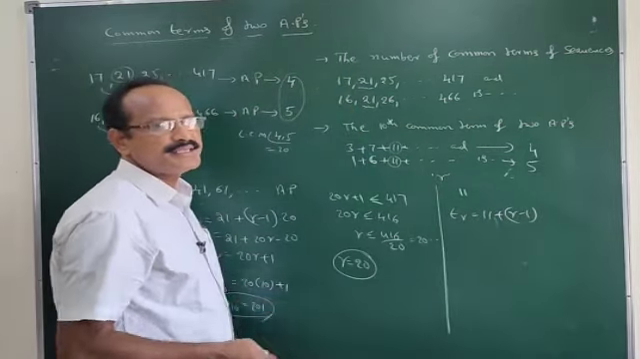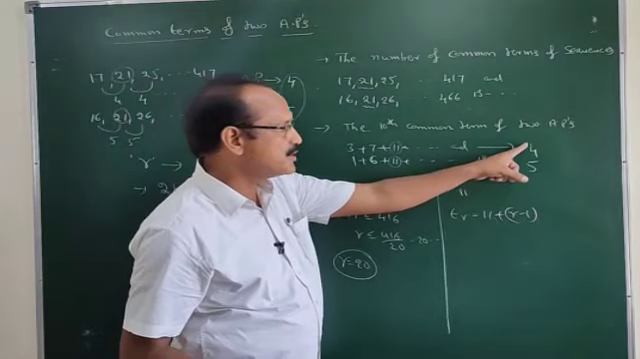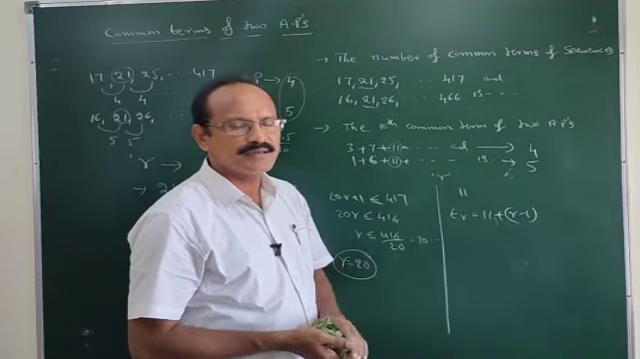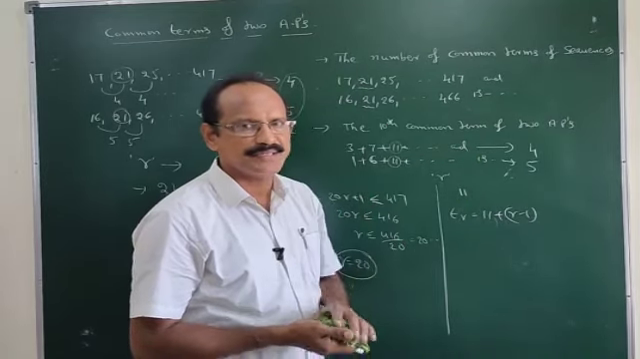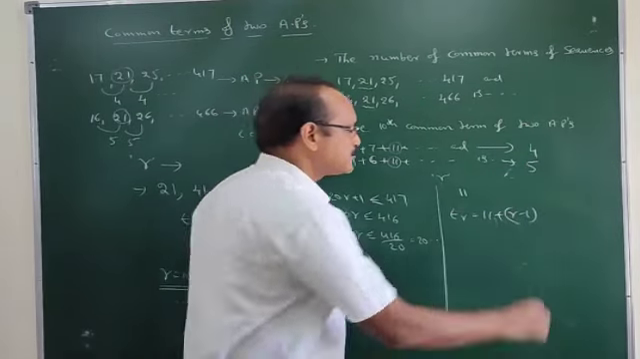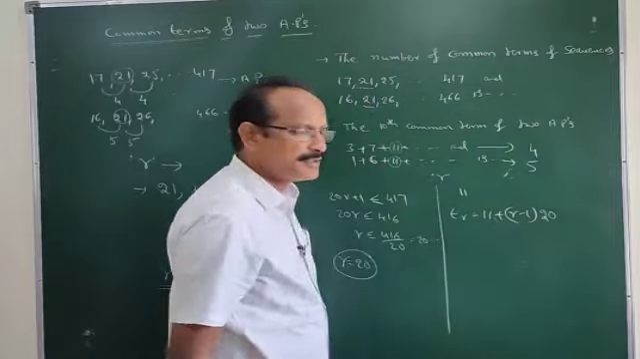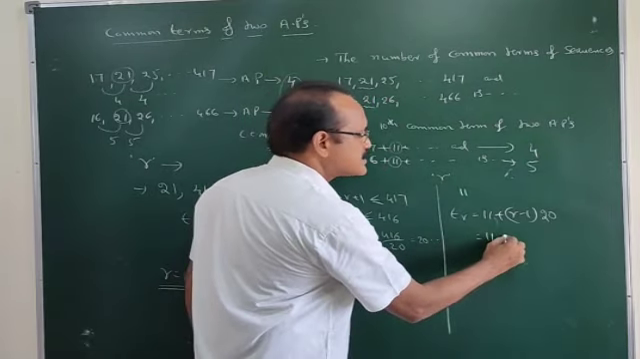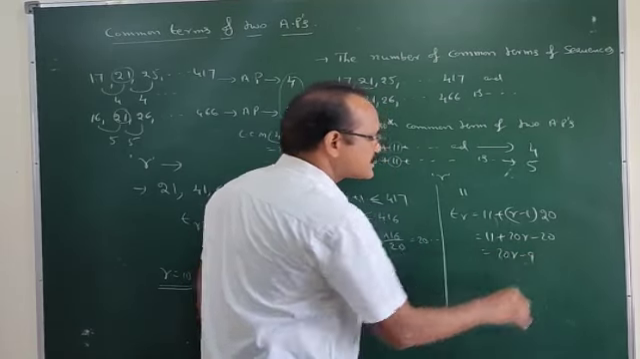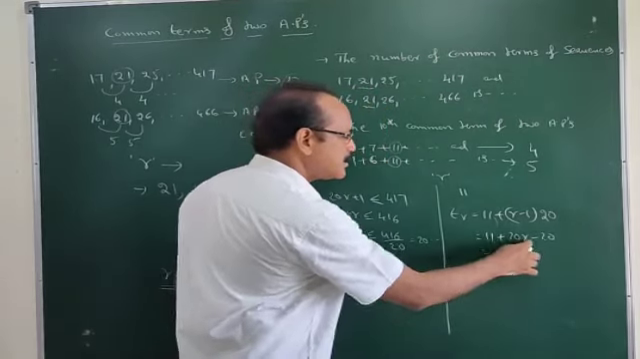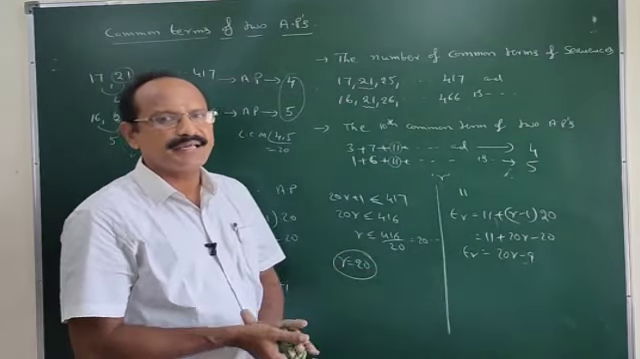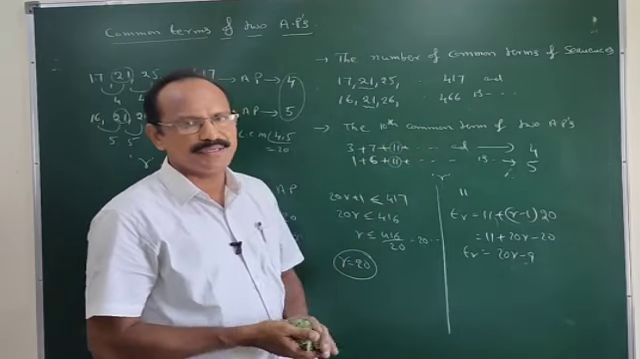Here D is nothing but the LCM of the common differences of the two APs. The LCM of 4, 5 is 20. Therefore, here D is 20. Therefore, that is 11 plus 20r minus 20, or 20r minus 9. 20r minus 9 is the rth term of the sequence containing the common terms of these two APs.